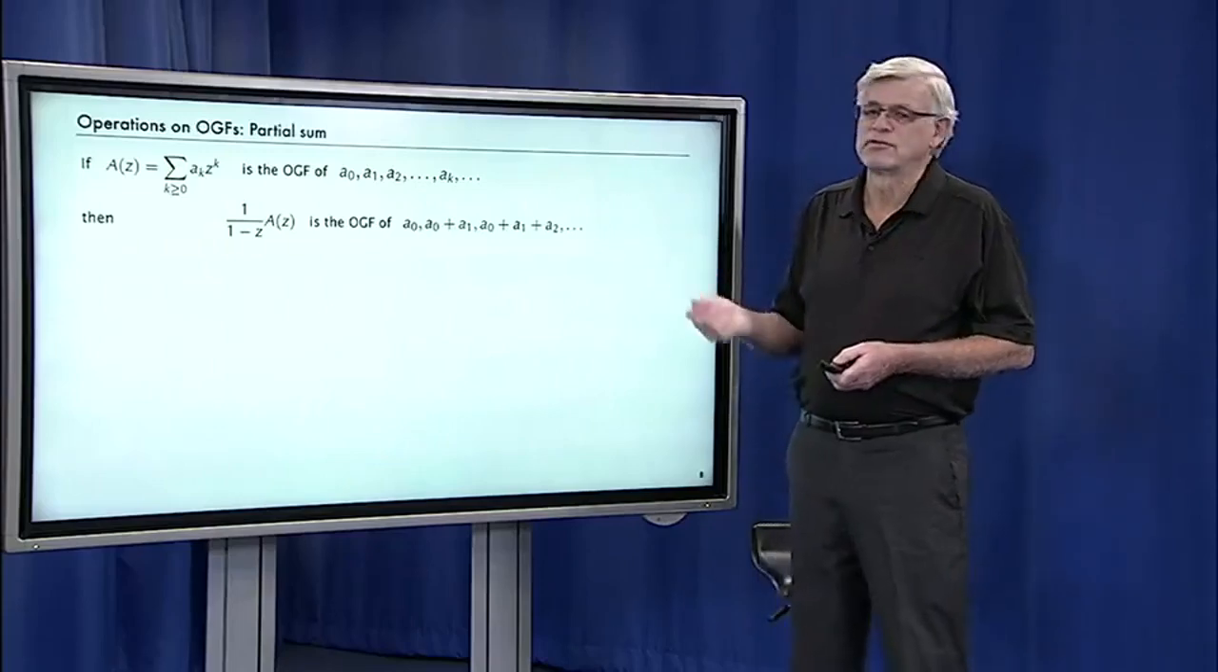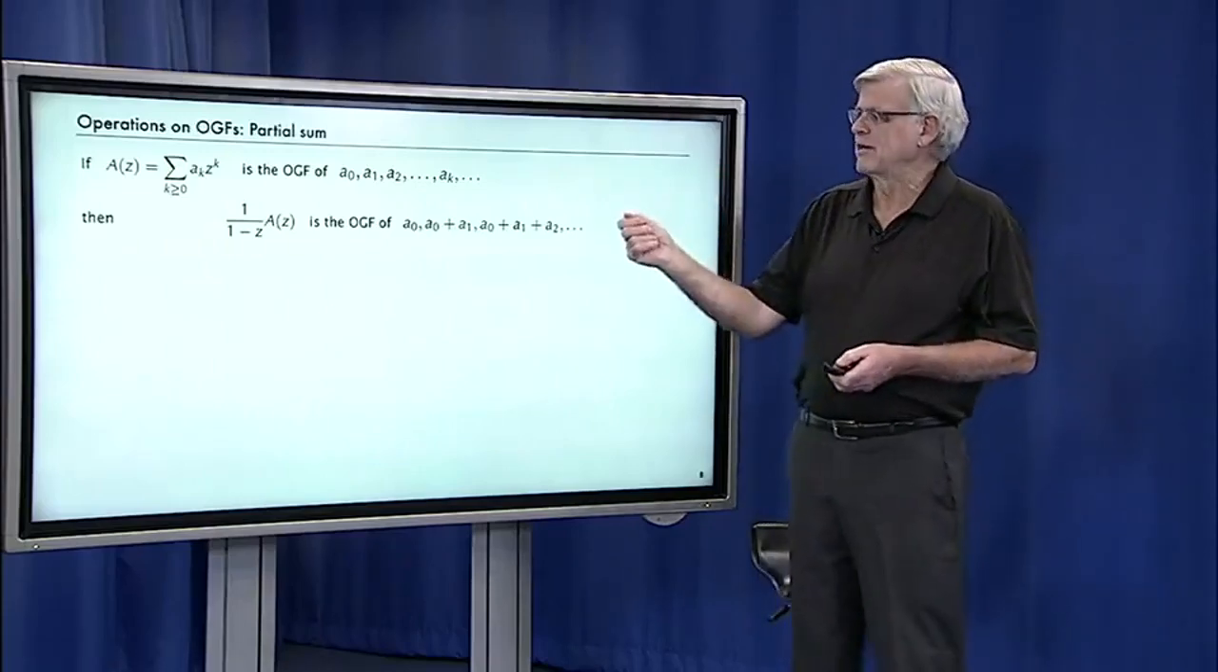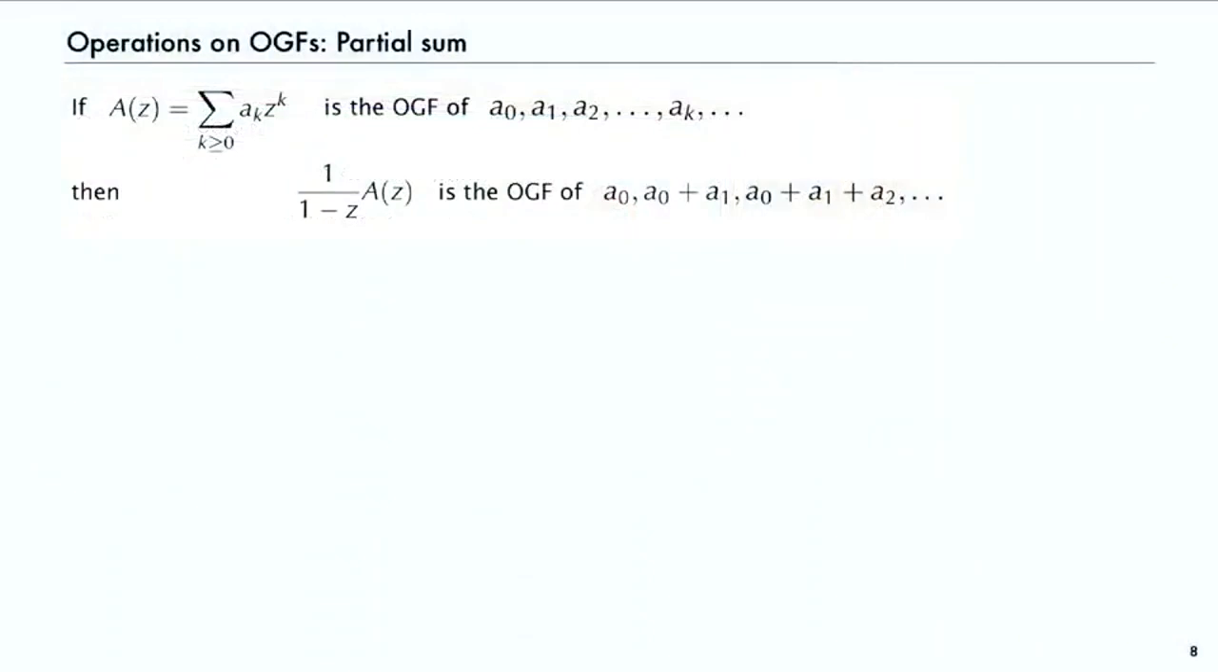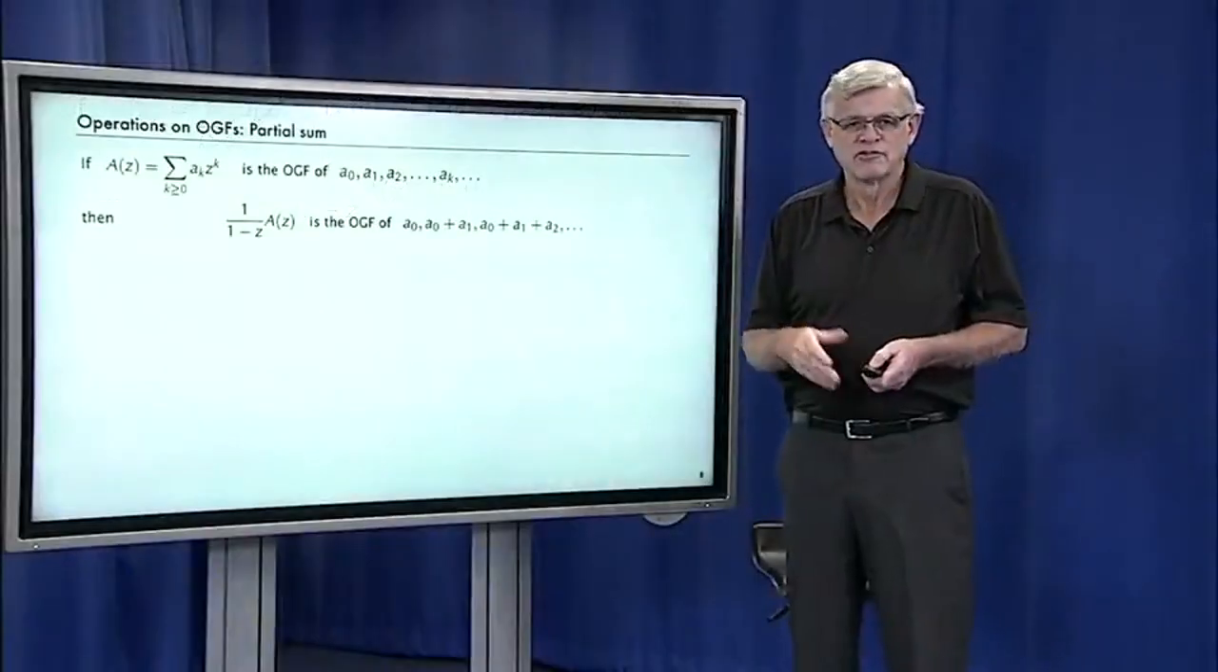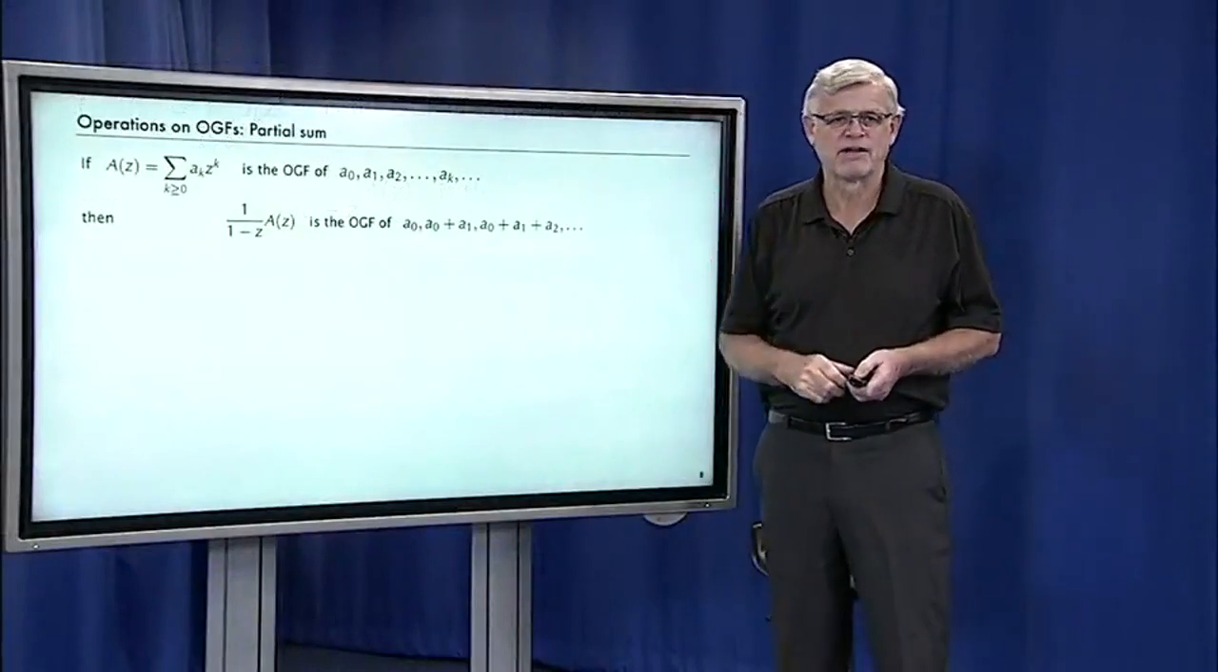And we can actually integrate more and get more answers, but let's look at another thing, and that is partial sum. If you have a generating function and you multiply by 1 minus z, then you get the generating function of the partial sums of the sequence. So the original sequence is a0, a1, and so forth. Partial sums are a0 plus a1, a0 plus a1 plus a2, and so forth. Let's look at a proof of that fact.